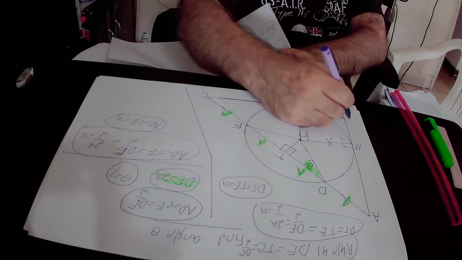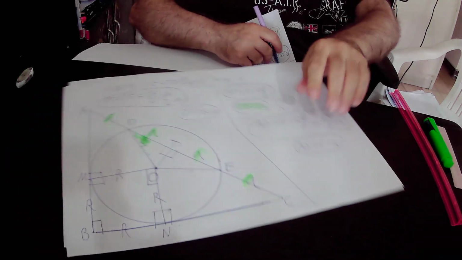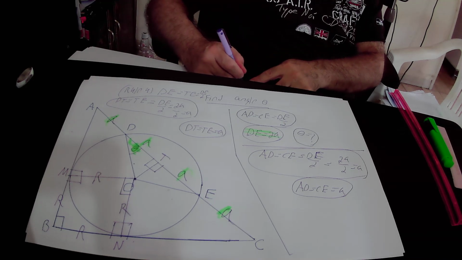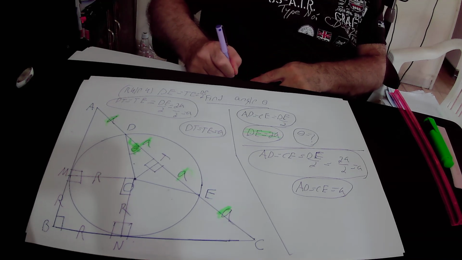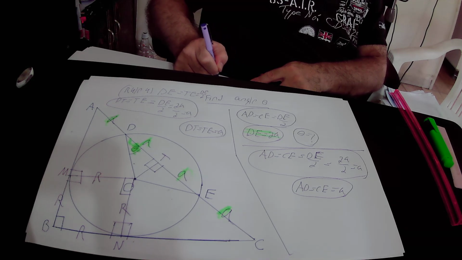So we actually found out that quadrilateral MOBN is not just a rectangle but a square, because all of its sides are equal to each other. So we write it down: quadrilateral MOBN is a square.